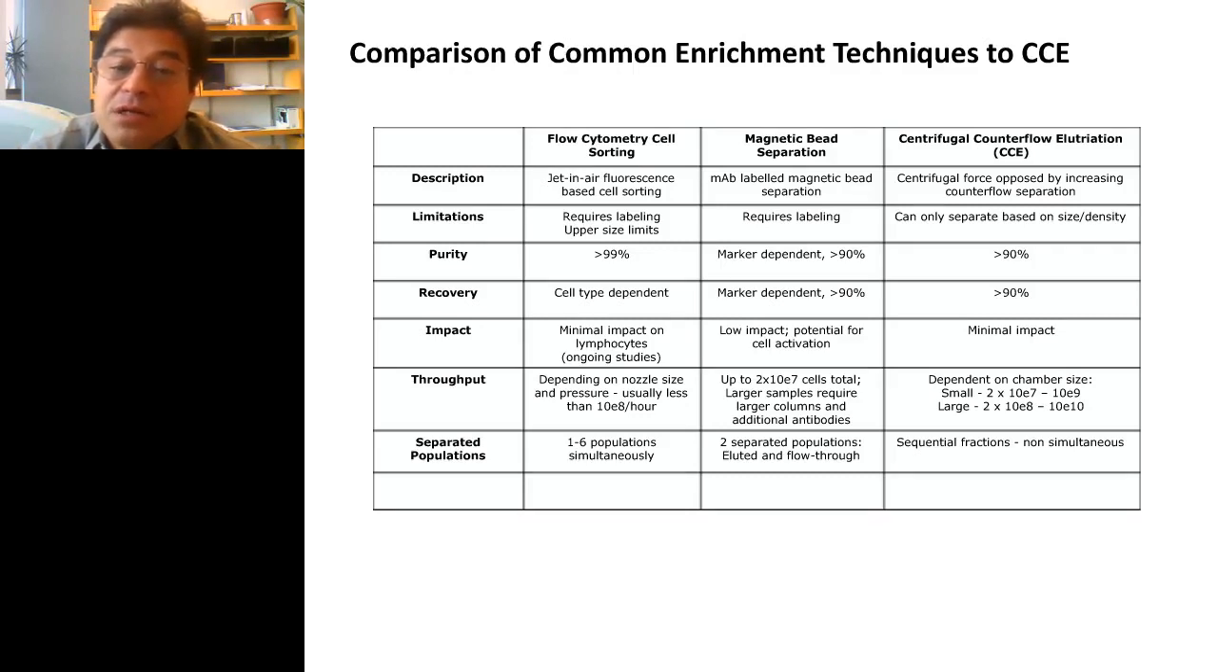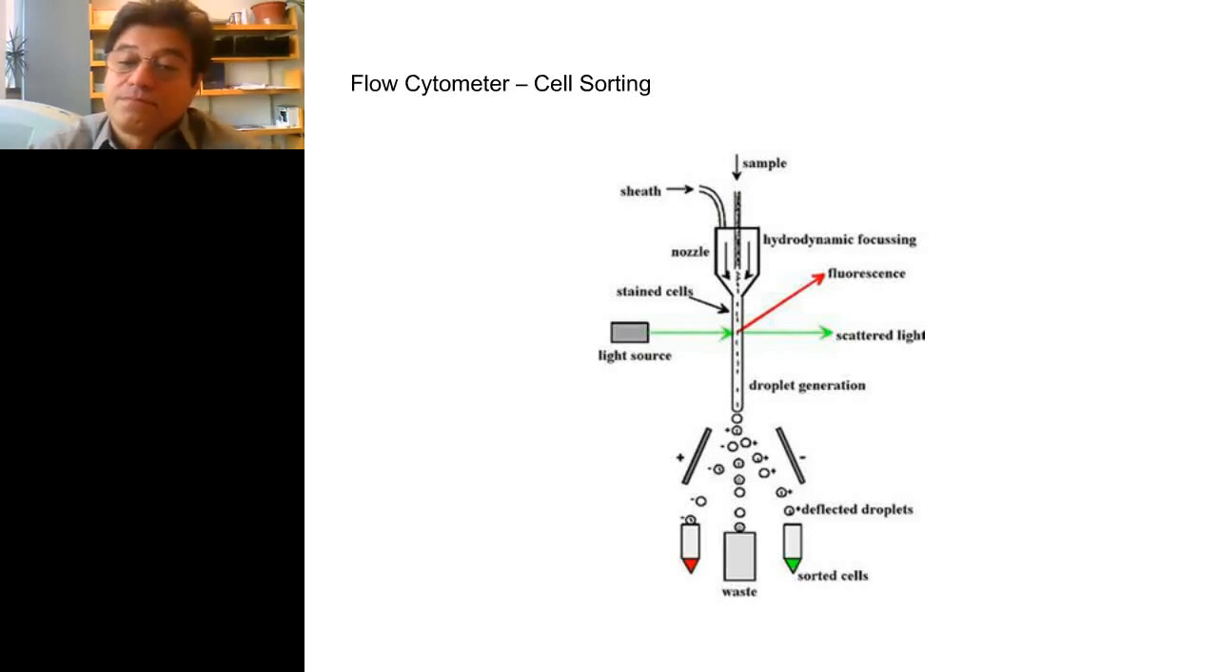Magnetic bead separation, typically it's just 2 fractions. But the elutriator, you can take many fractions if that's what you want to do. We'll be illustrating some cases where that's what we want to do, and then there's other cases where we just want one fraction in particular.